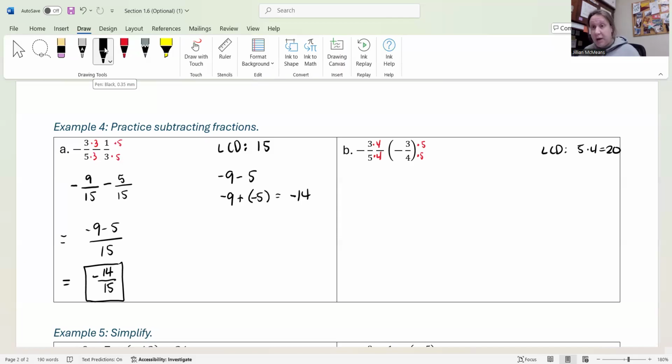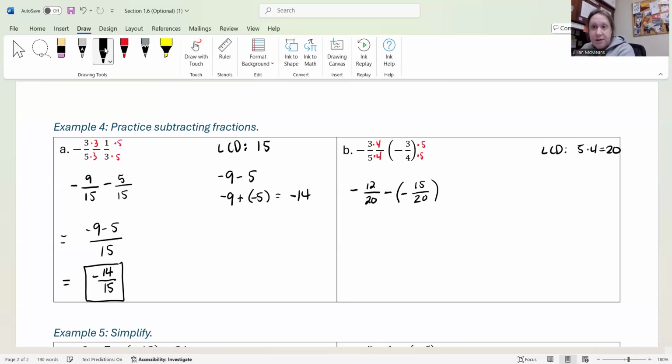So we know what we need to multiply. We've got our LCD. We just need to get those equivalent forms. I'm going to leave all of the signs the same. So I've got negative. Now it's 3 times 4, which is 12, over 5 times 4, which is 20, minus, and then in parentheses, I have negative, and then 3 times 5 is 15. 4 times 5 is 20.